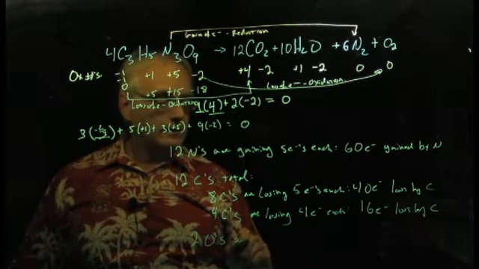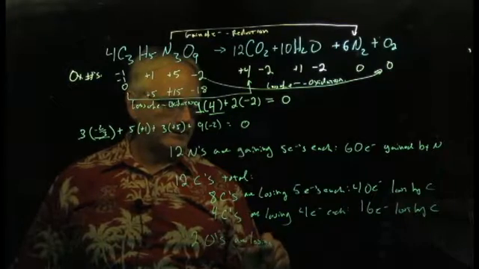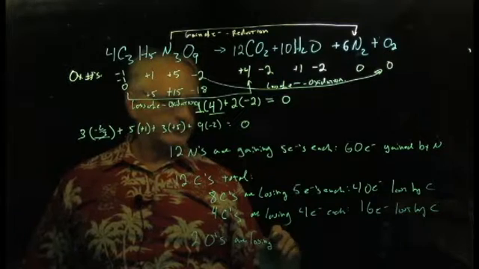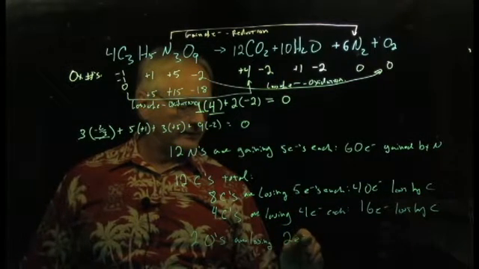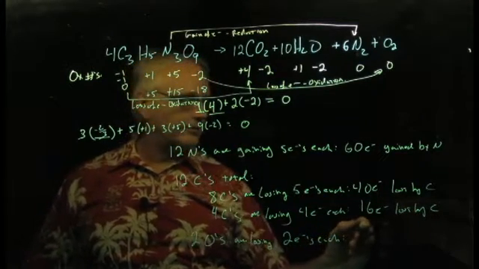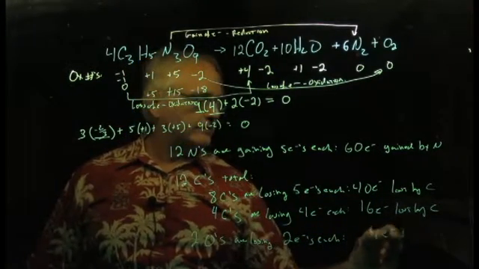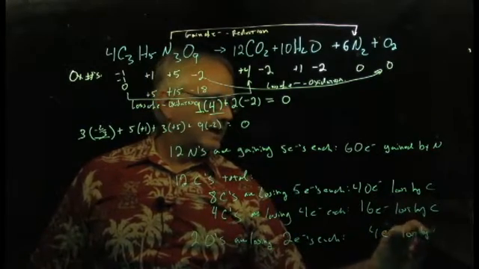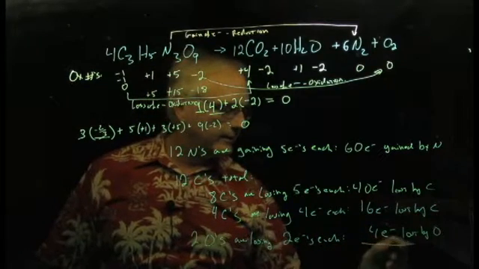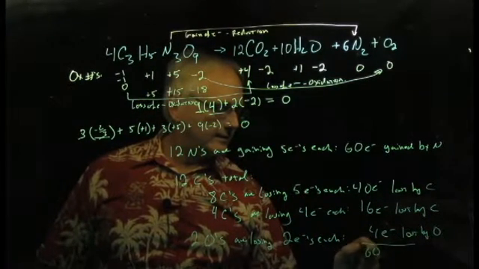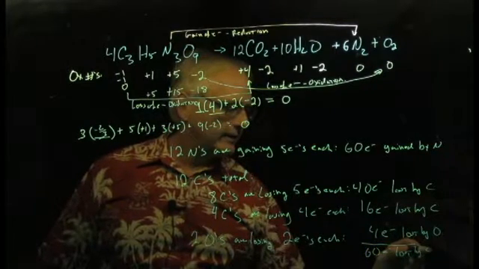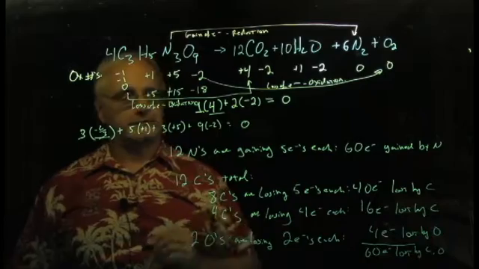But they are losing -2 to 0, okay? 2 oxygens losing 2 electrons each. And what does that add up to? Oh, yes, indeed. 4 electrons lost by the oxygens there. And there it is, 40 plus 16 plus 4, 60 electrons lost by carbons and 2 of the oxygens, okay?